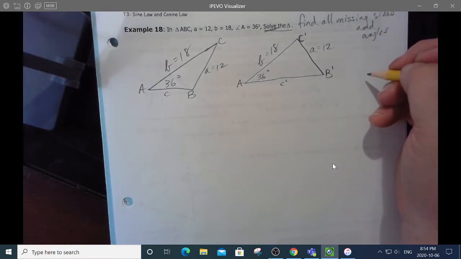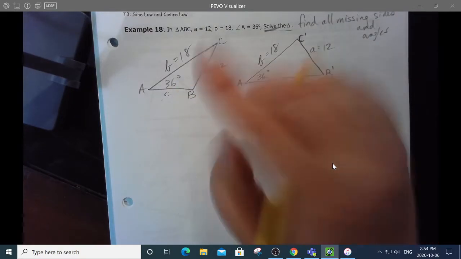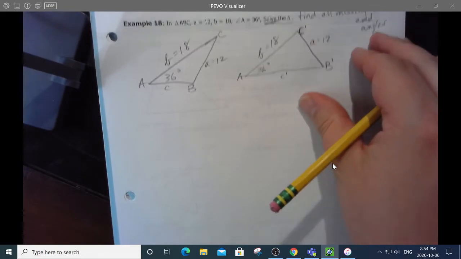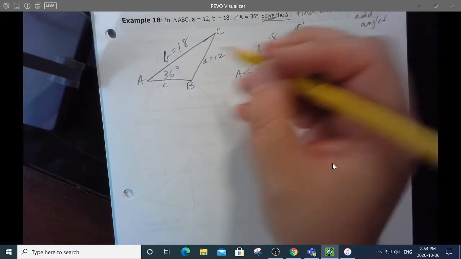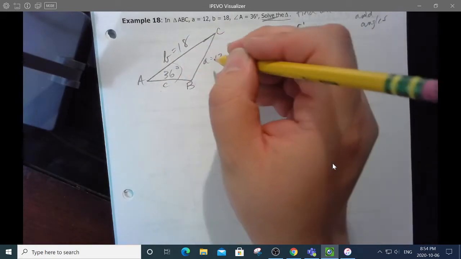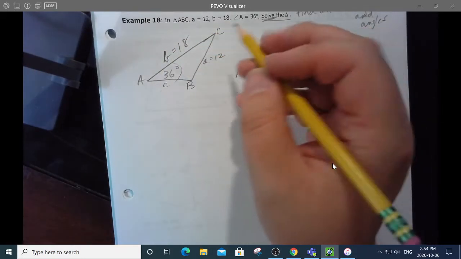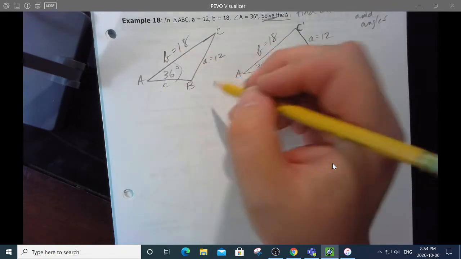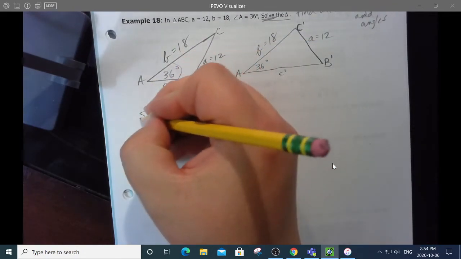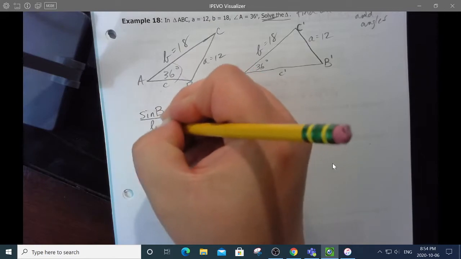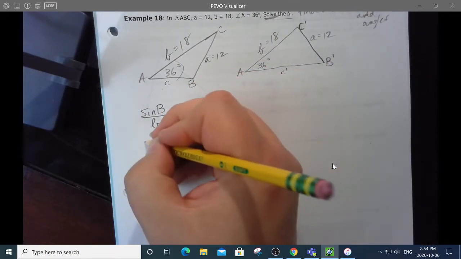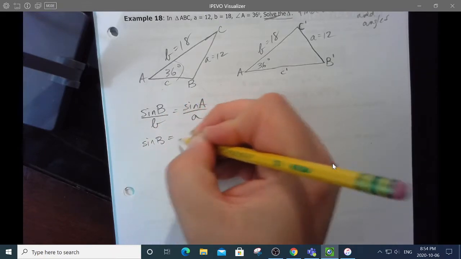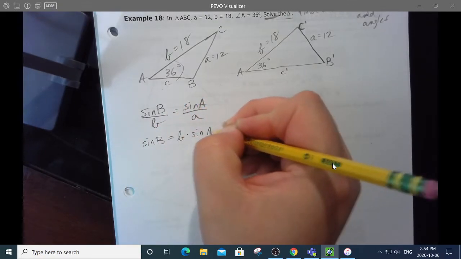So let's start by using our sine law. The sine law says that if I'm going to solve this thing, I need a side across from an angle, and I've got that. I've got this angle across from this side. So I also have this angle and that side. So I'm going to solve for angle B. So the sine of angle B over B is equal to the sine of angle A over A. So cross multiply, sine of angle B is equal to B times the sine of angle A over A. Okay, now I plug in numbers.